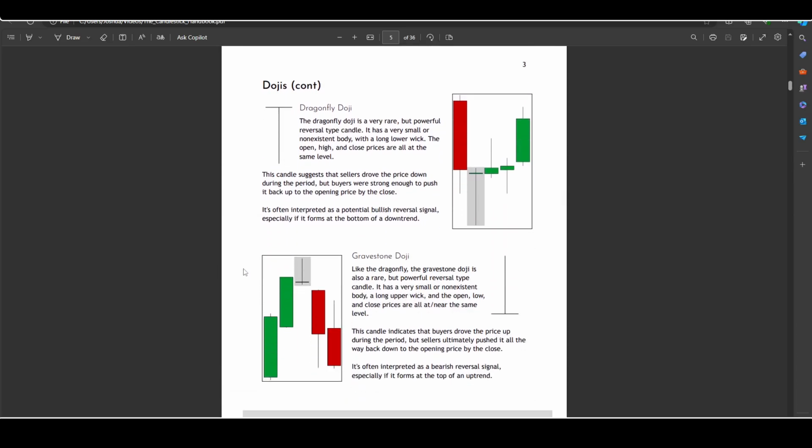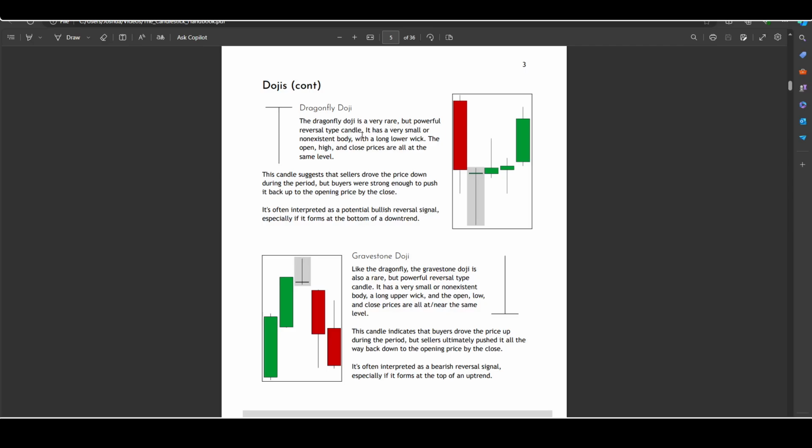And here's the continuation of dojis. These are really good examples because this goes over not just a bullish doji, but also the bearish doji. You can see here we have the dragonfly and the gravestone. Either way, you can call these bullish dojis, bearish dojis, like I do in chat. You'll always see me call it that just because it's very quick to say that way. And it's sometimes hard to remember the names, but the dragonfly doji is a rare but powerful reversal type of candle.